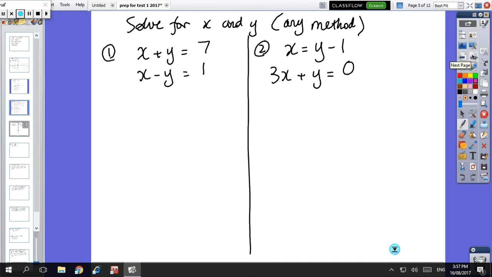Okay, so now we have some simultaneous equations. So we've got, I think, at least one page of these. Use any method you like, and when you're ready, come back live.